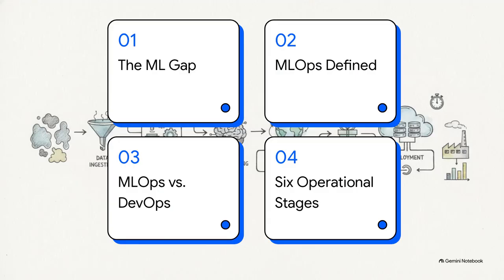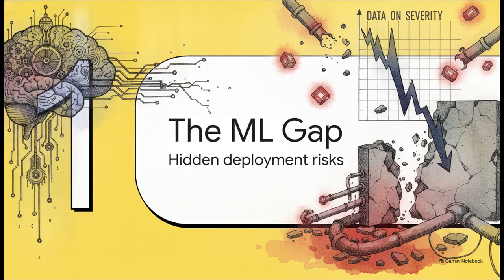So here is our roadmap for today. First, we'll cover the machine learning gap. Second, MLOps defined. Third, MLOps versus DevOps. And fourth, the 6 operational stages. All right, Section 1, the machine learning gap and the hidden risks in ML deployments.